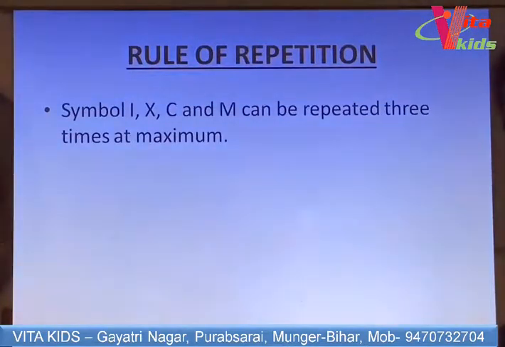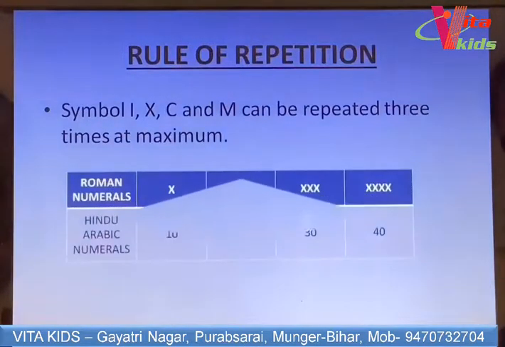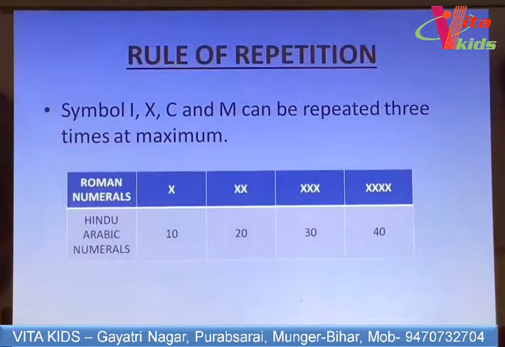Symbol I, X, C and M can be repeated 3 times at the maximum. You cannot have 4 I's together or 4 X together. These symbols can only be repeated to a maximum of 3 times. Look here. X 1 time is 10, X 2 times is 20, X 3 times is 30. But X 4 times is not possible. There we use the rule of subtraction to write 40. We'll come to that.